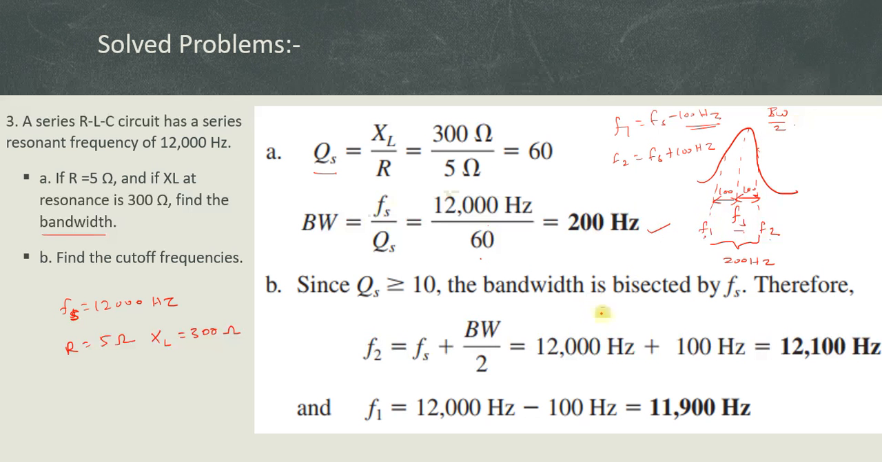So 12,000 minus 100, which is 11,900, is the lower cutoff frequency, and 12,000 plus 100, which is equal to 12,100, is the upper cutoff frequency of the given problem. And one more thing, if I use the corresponding formula, since in the given problem I want to find the value of L and C, I substitute the values in the corresponding formula, and then only I find the value of F1 and F2. It is somewhat lengthy, so depending upon the problem you should change your way of solving. So it is clear cut to you. Then I move on to the next problem.